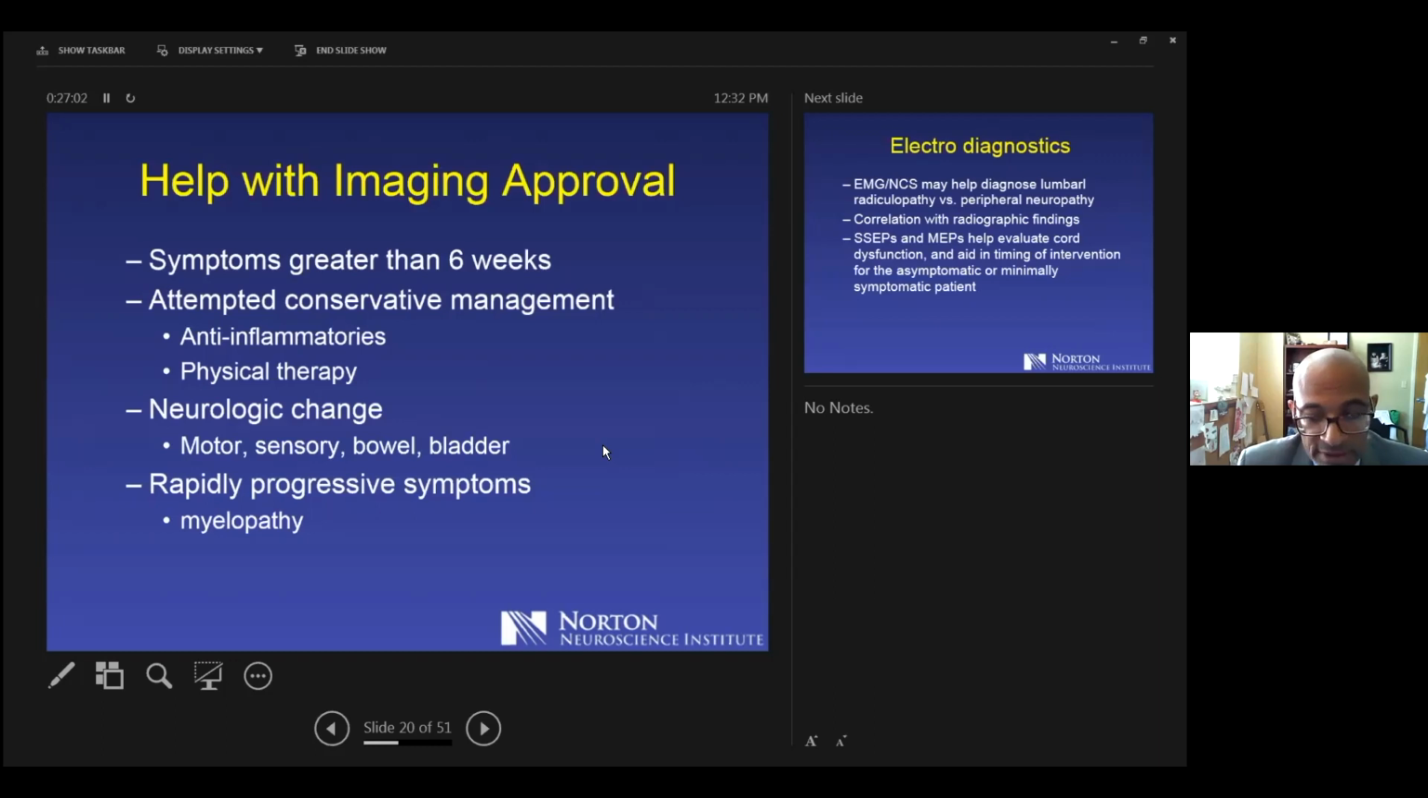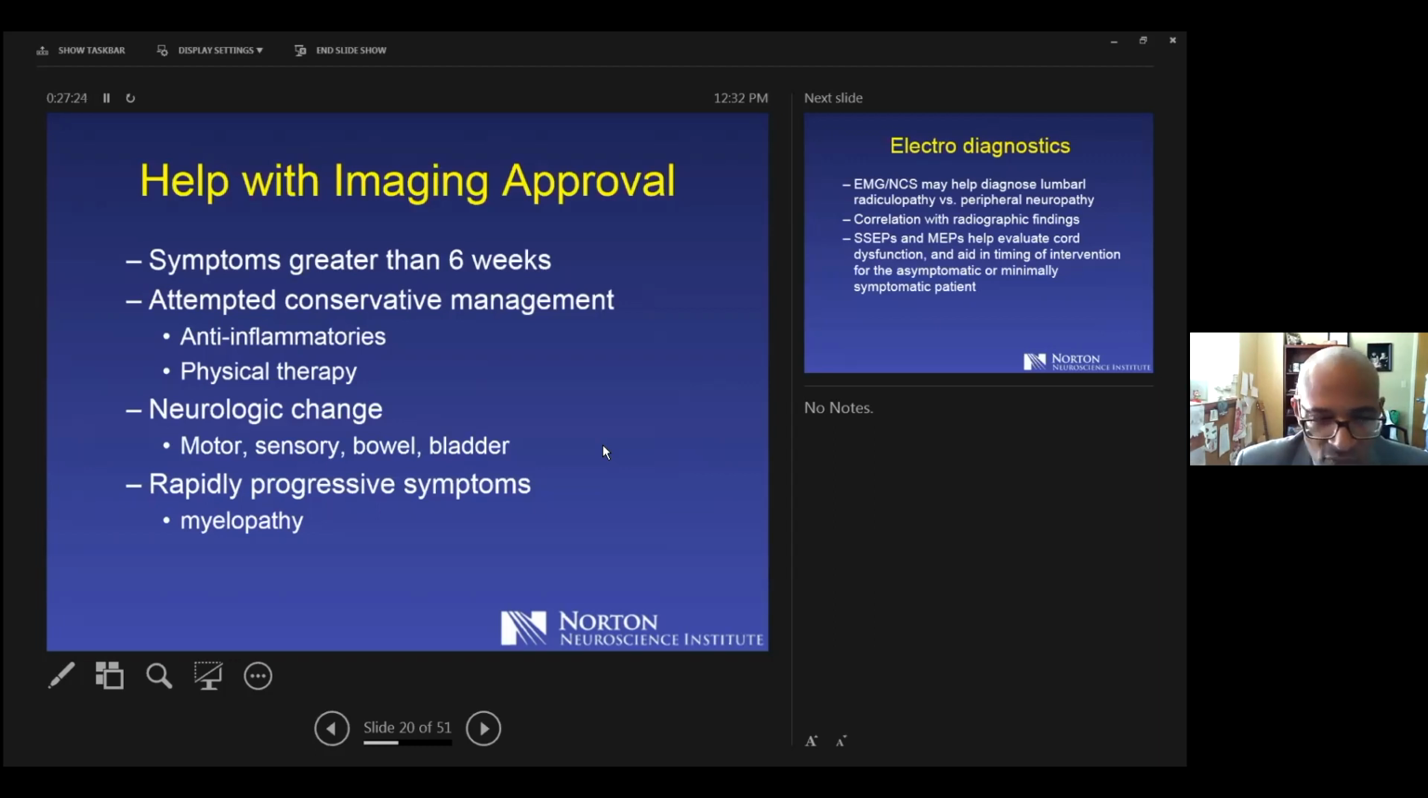Things that'll help get approvals for imaging: symptoms lasting greater than 6 weeks. And again, you have to document this. Patients have attempted conservative management, whether it's anti-inflammatories or physical therapy, and they would have had to do those in the last 2 months. Any kind of neurologic change is helpful for getting imaging done immediately, particularly if it's motor, bowel, or bladder. Sensory is a little more difficult.